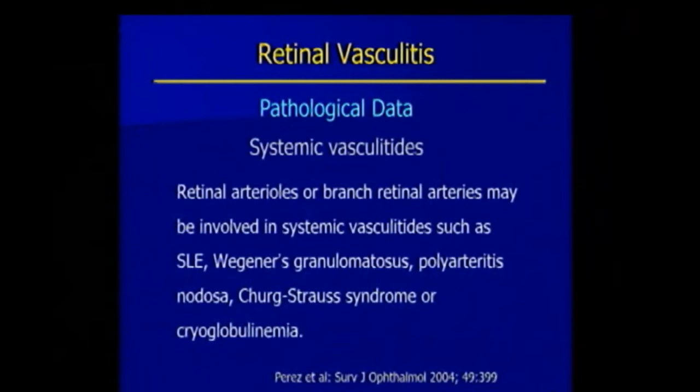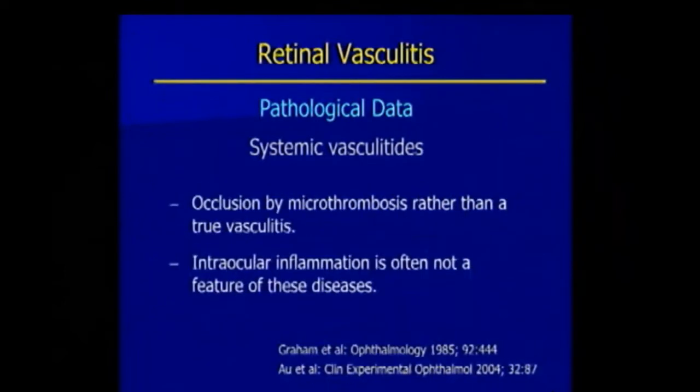If you have retinal arterioles occluded by macrothrombosis, what do you expect to see clinically in the eye? Infarctions. Because if the veins are occluded, you expect to see hemorrhages and edema. If the arteries are occluded, you expect to see infarction. So what we see in this patient with systemic lupus erythematosus and other systemic vasculitis is multiple infarctions. So there is occlusion by macrothrombosis. So this is not a true vasculitis.